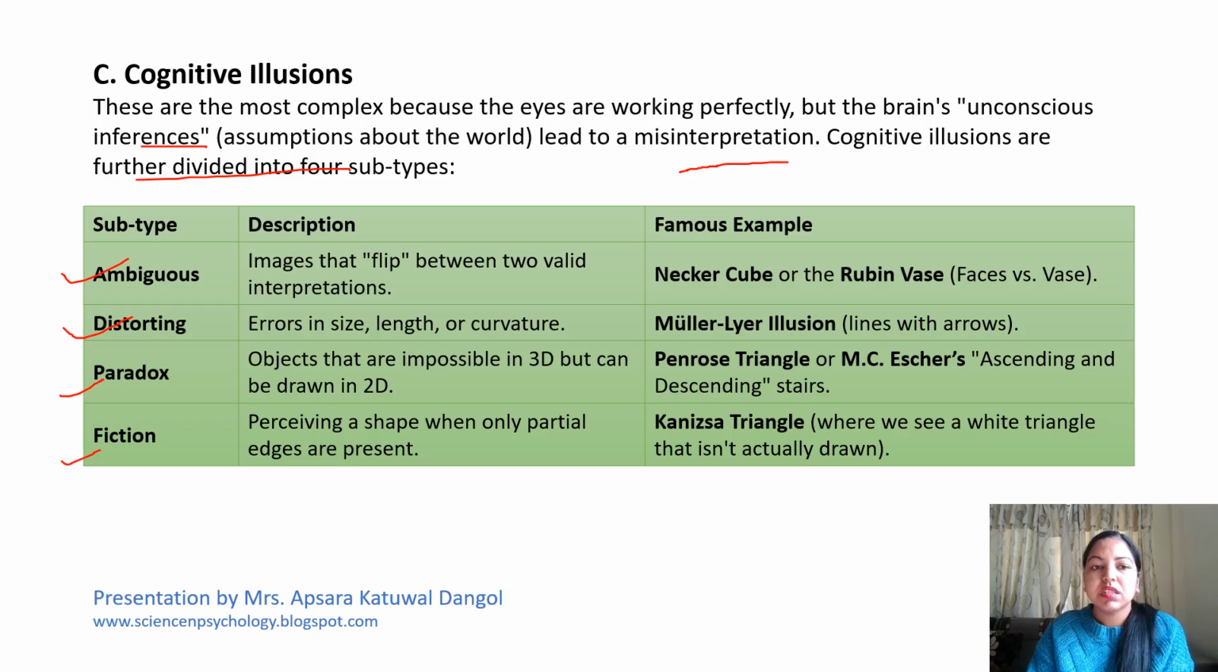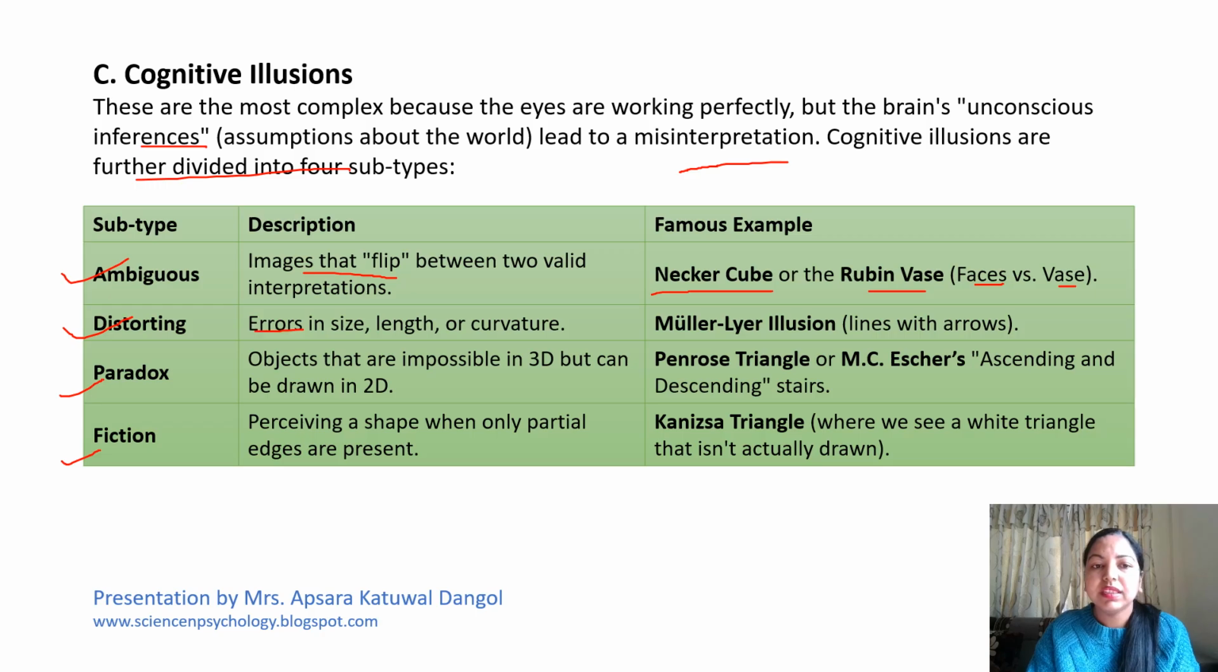Now, what is ambiguous? Ambiguous means having dual meaning of anything. Here we are talking about images that flip between two valid interpretations. If you have seen the picture of the Necker cube or Rubin's vase, here you will find the two faces, and you will also find the vase. We will see those figures, but let me explain through this table right now.